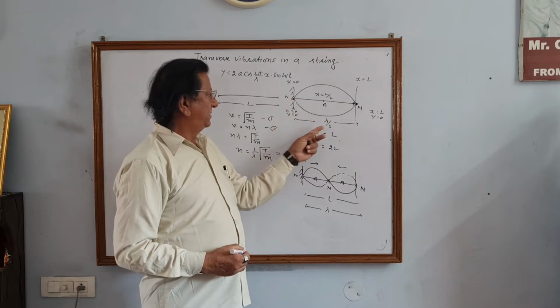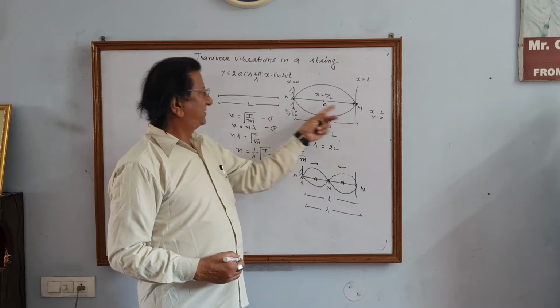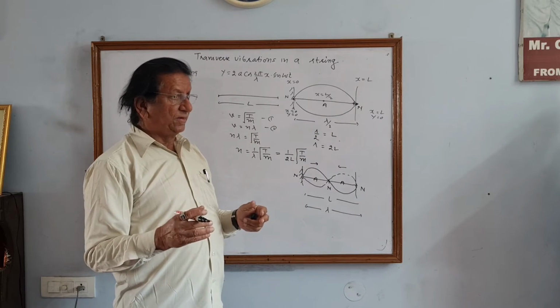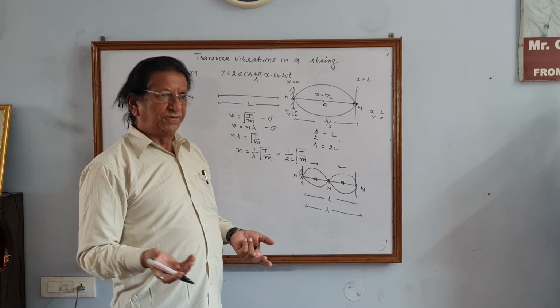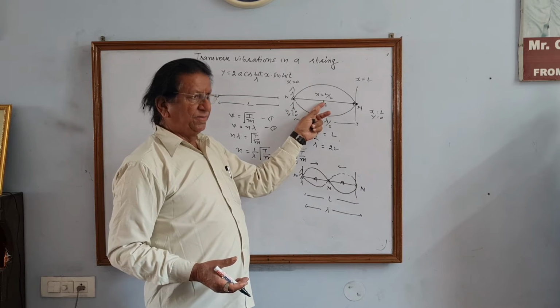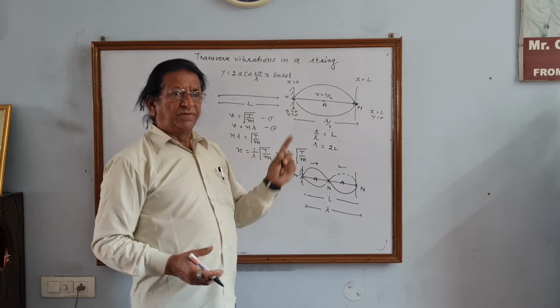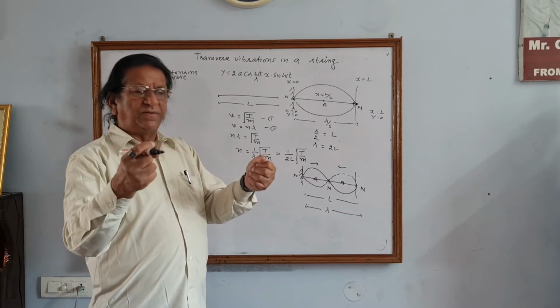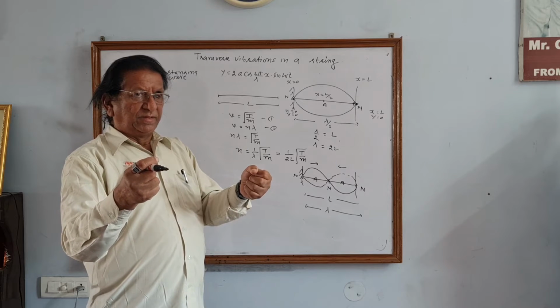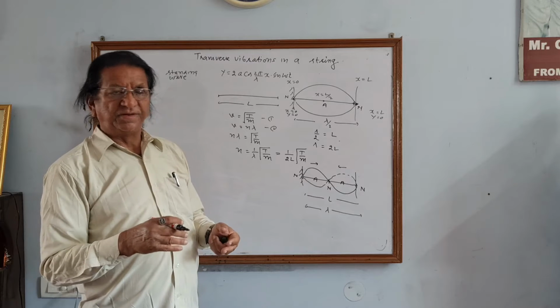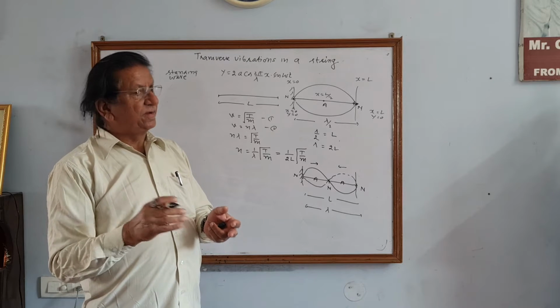The ends of the string are fixed, means ends are not allowed to oscillate, that means ends are made nodes. And between two nodes there is one antinode. Two nodes never come together, they are separated by antinode. Similarly, two antinodes will never come closer, they will be separated by node. In standing wave, nodes and antinodes are found at regular intervals.